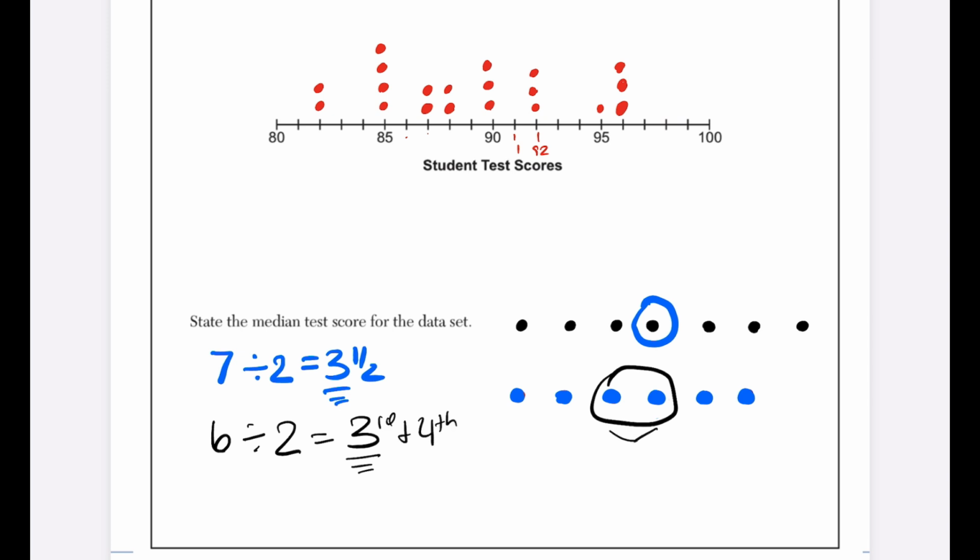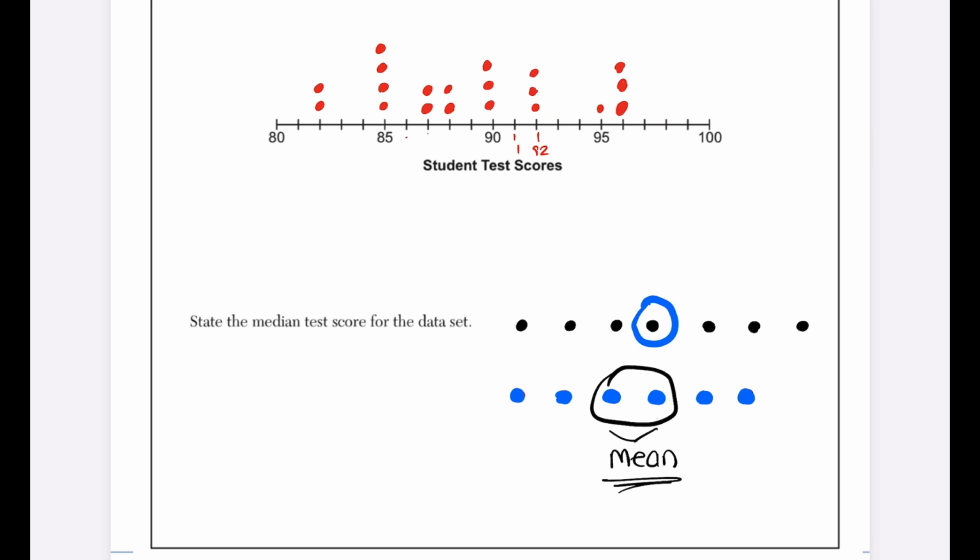Now, with these 2 values, I'm going to find their mean. If you don't remember what mean is, it means you add up the values and then divide by the number of values. So if there is an even number of data points, we take the 2 that are in the middle and we find their mean, okay?